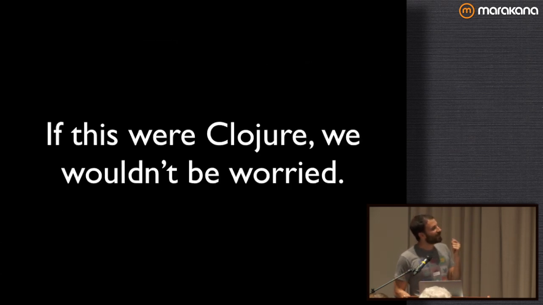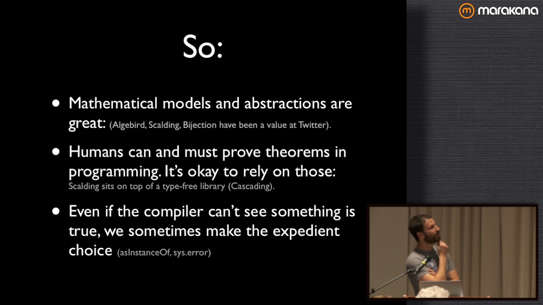And the last thing I want to, if this were Clojure, we wouldn't really be that worried about it. So I think that we should leverage the type system for what it is. So we have these great mathematical models, and they're awesome. And we use them, and they're powerful. We get a lot of benefit out of them. But we need to remember that humans can and must prove the theorems, though. The computer's not doing that for you. And if you can prove the theorem without the type system, is that okay? I think that's allowed. I think that's necessary, okay? So even if the compiler can't see something, sometimes we say it's true and we just go forward.